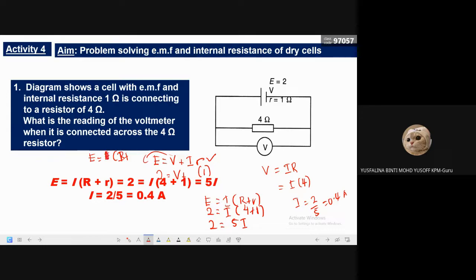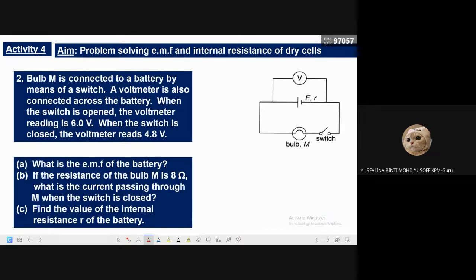Okay, so 0.4 ampere. Then after that we use V equals IR. So I you already know is 0.4, your R is 4, so you just multiply and you get 1.6 volt.